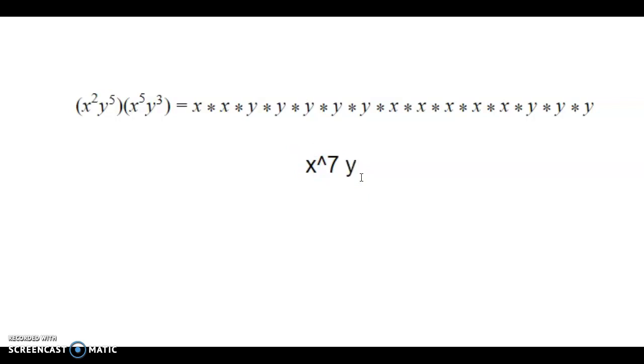And then y, however many y's there are. So there were 5 y's and then 3 more y's, so there were 8 y's, so I type in y to the 8th, okay? That's how you're going to type in exponents in the Google Form, because you can't type things in like this. It's not going to work for you because Google Forms can't do that.